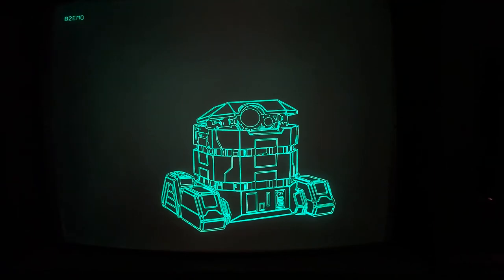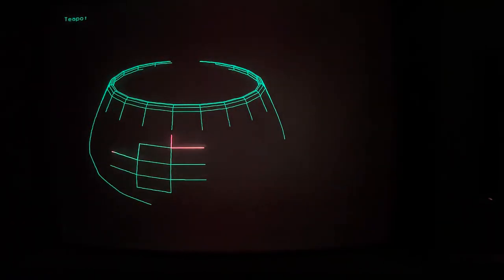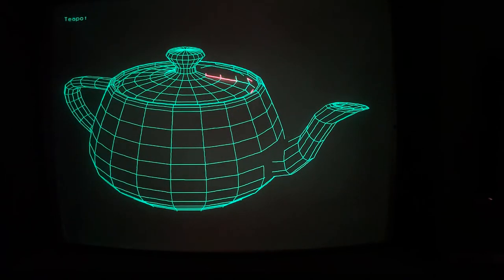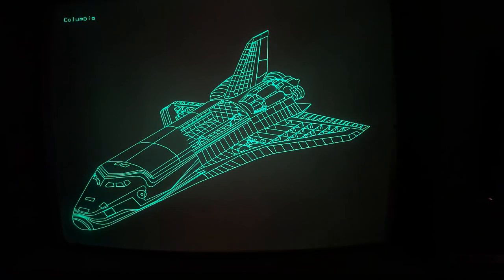This is a new droid in the Andor Disney Plus streaming series. The teapot was very famous, the Utah Teapot, one of the first 3D objects. This is from an AutoCAD demo.